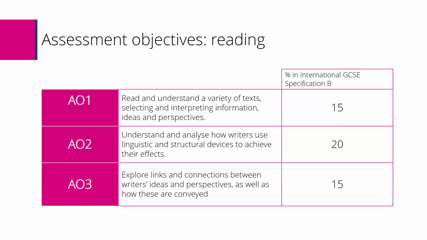And AO3 is the comparative assessment objective. Explore links and connections between writers' ideas and perspectives, as well as how they are conveyed. And that's 15% of the final grade. So we can see that reading is 50% in total of the qualification.